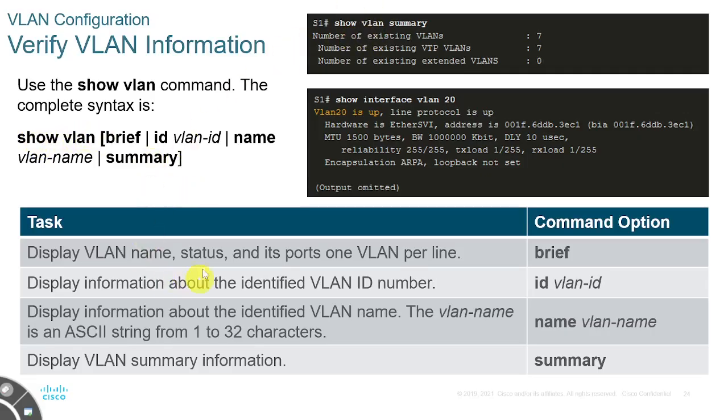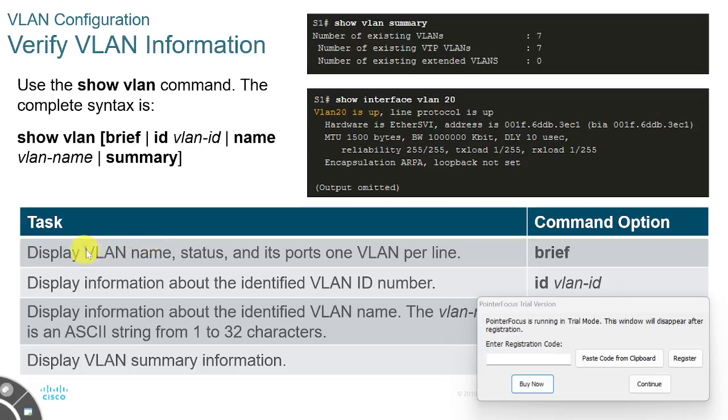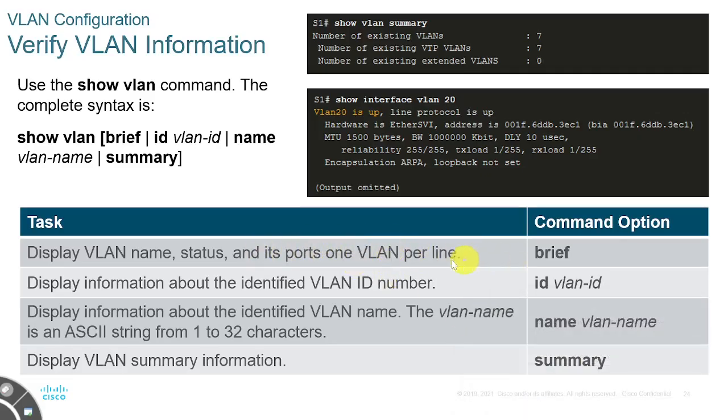If you use, for example, brief, what does it mean, brief? If you say show vlan brief, it displays VLAN name, status, up, down, its name, its ports, one VLAN per line. It will tell you port 1, VLAN 1, port 2, VLAN 5, and so on and so forth. If you use show vlan id, VLAN ID 10, it will display information about the VLAN with that ID. Okay.